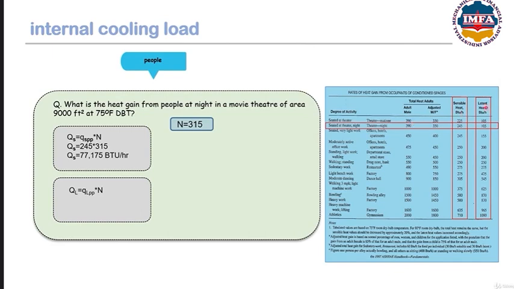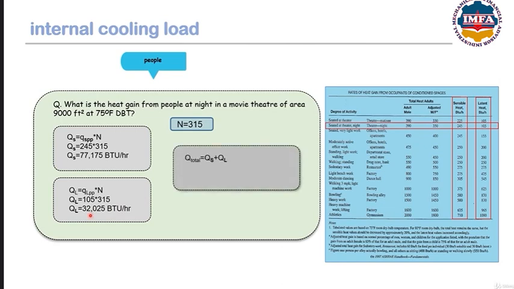Now we find the latent cooling load. We select the column of latent heat. The value is found as 105. Now we substitute the value in the equation as 105 times 315. The final value of latent heat is found as 32,025 BTU per hour. When adding these two values, the total cooling load for the people is calculated as 109,200 BTU per hour.